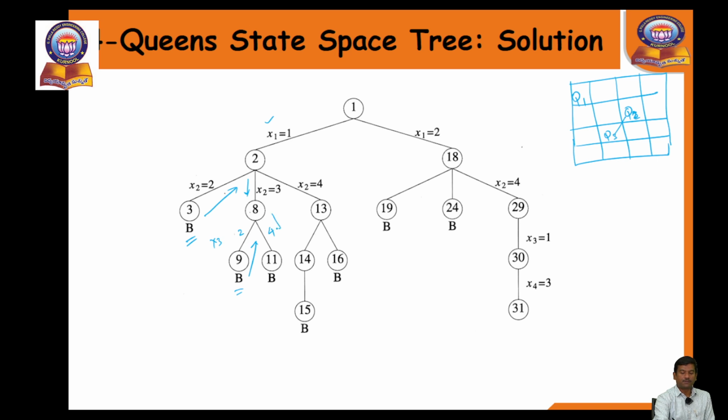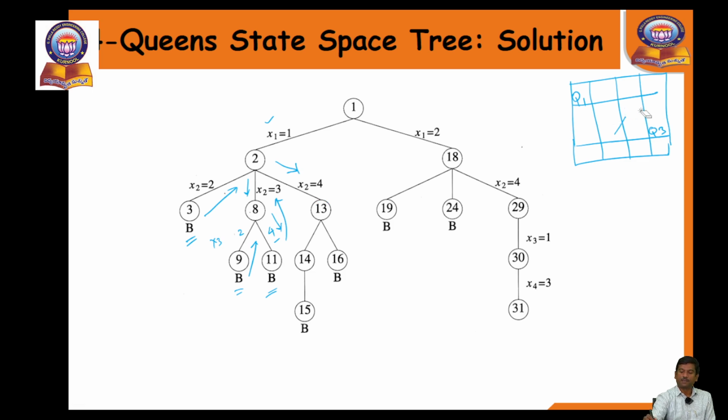And when you reach this path, what does this mean? You are placing queen 3 in the third row fourth column. Then these 2 queens come under attack. That is the purpose the backtracking concept is involved. When the backtracking or the bounding function is applied, move backwards to the previous level and find the other path. So the other path is choosing x2 equal to 4.